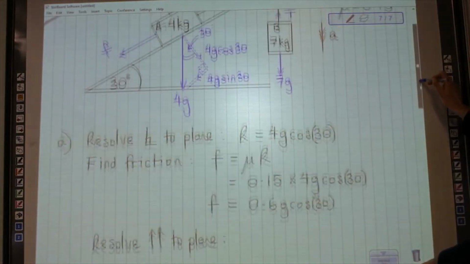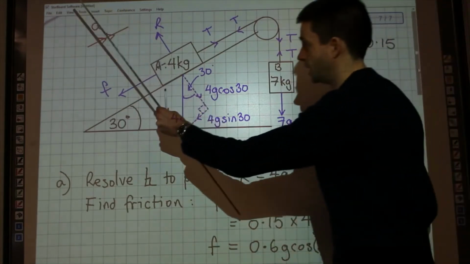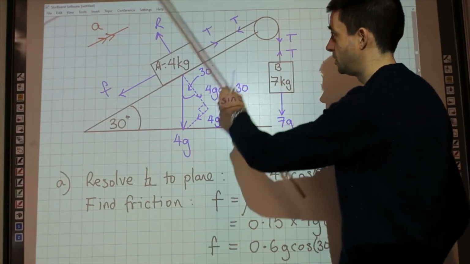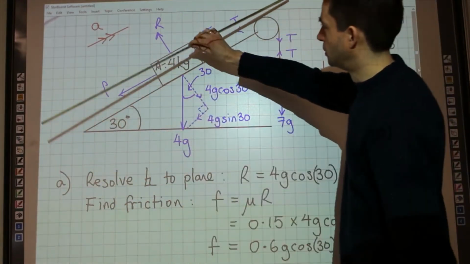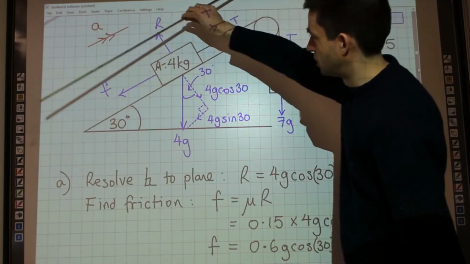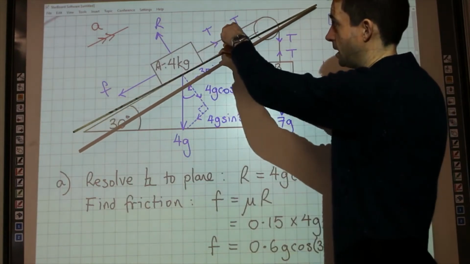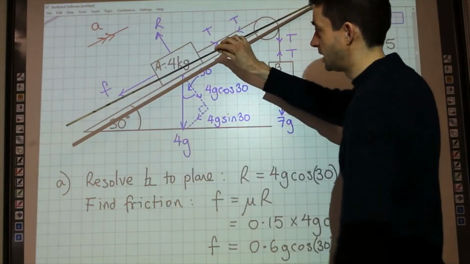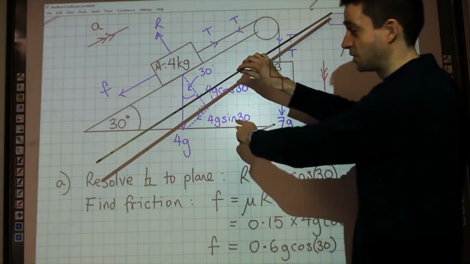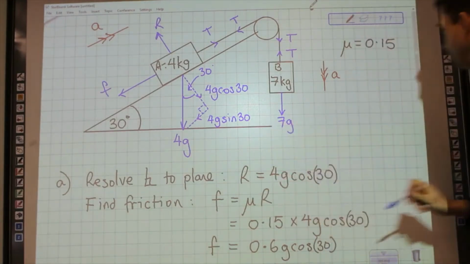And again, in the same way as when I looked perpendicular to the plane, I stood my ruler on here and looked at all the forces acting in this plane. I'm now going to look at all the forces acting parallel that are acting on A. So as I slide down here, you can see you've got T, which is acting up, F, which is acting down, and sliding down, look, 4g sine 30. That's the weight component down the slope. That's the one that everybody always forgets.